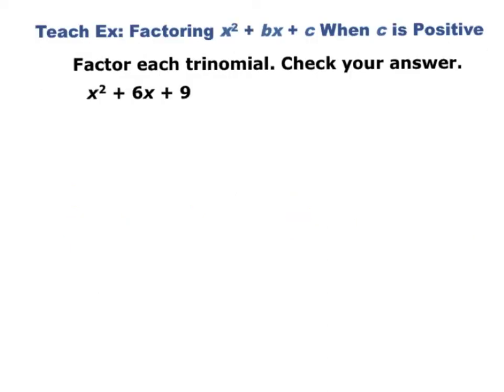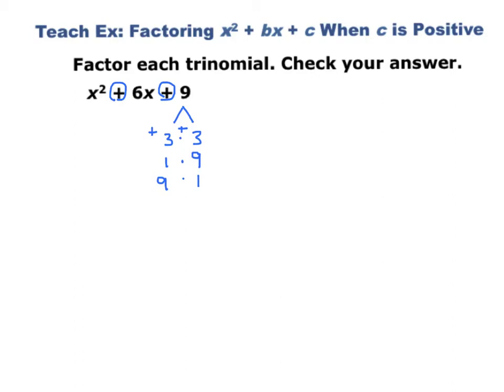Here's our first problem. Now, what I'm going to do is I am going to tree this out. In other words, we're going to do a little tiny factor tree here. Now, what are all the factors of 9? Well, I have 3 times 3. Now, notice here, the constant term is positive. My linear term is positive, which means both of these are going to be positive. So that gives me 3 and 3. Then I have 1 times 9 and 9 times 1.